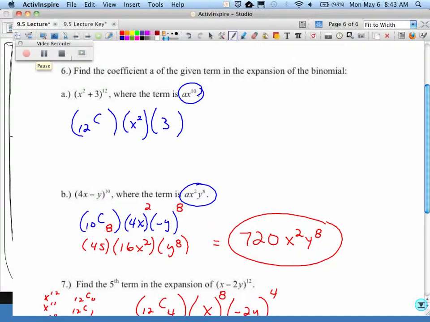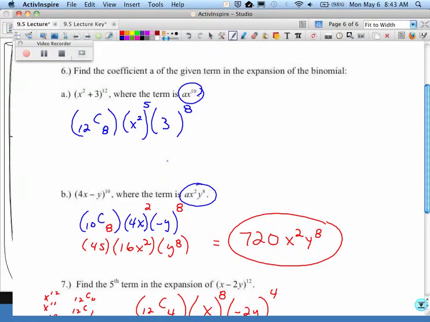An 8, a 5, and an 8. People agree or disagree? You should agree. Way to go, Lindsay. Here's why. I bet a lot of you put a 10 up here. Well, usually students put a 10 right there because they want x to the 10th.